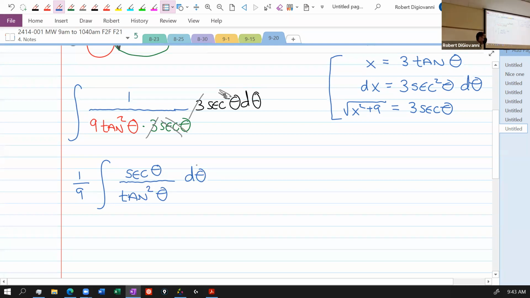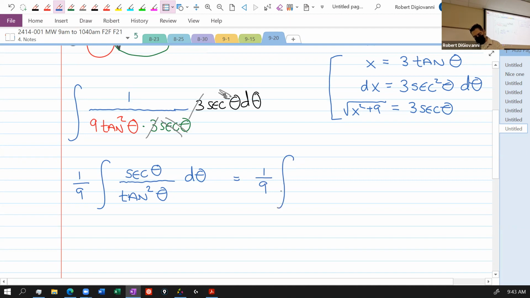Now, if you go back again to last class, we'll say, okay, well, this right here is a trig integral. It's got secants and tangents in it. The issue we have, though, is that the tangent squared is in the bottom. So if you mess with this for a while, you'll realize that the best course of action here is to get everything in terms of sine and cosine. So I'm going to do that right now.